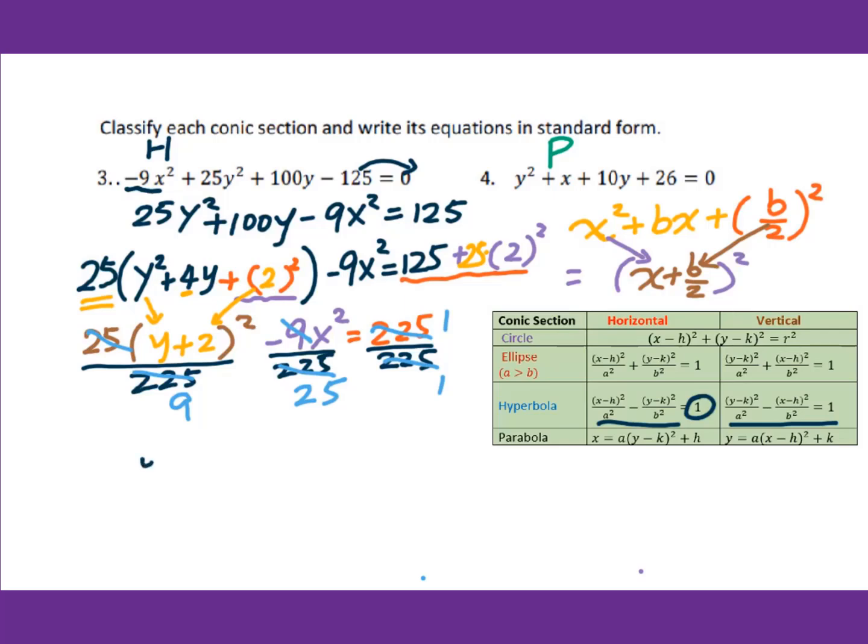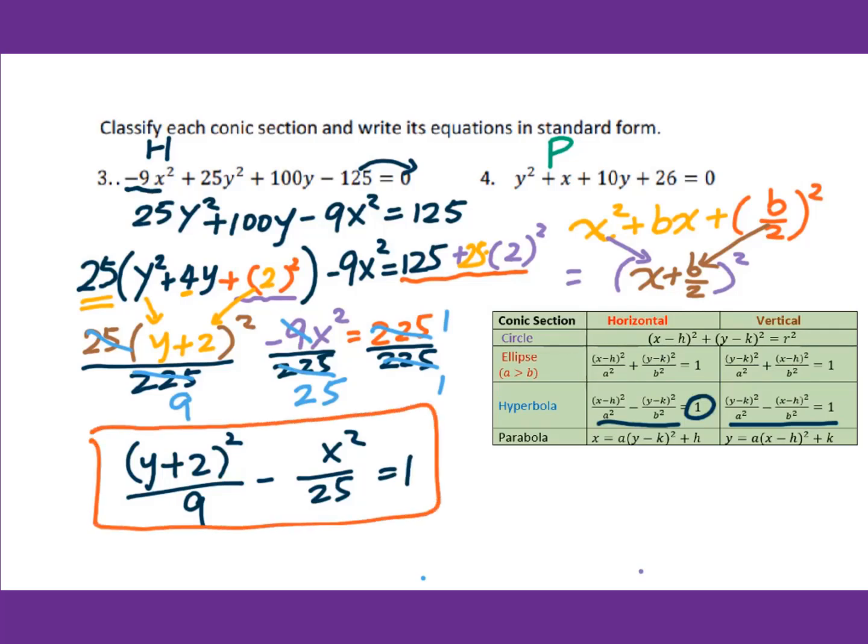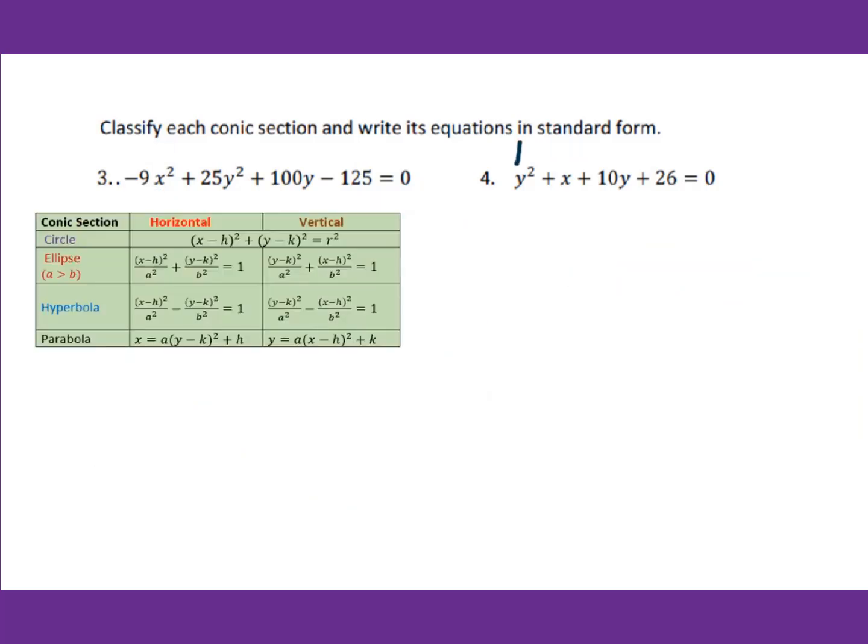You will get (y + 2) squared over 9 minus x squared over 25 equals 1. This will be the standard form for this hyperbola. Let's go to number 4. We know this is a parabola.